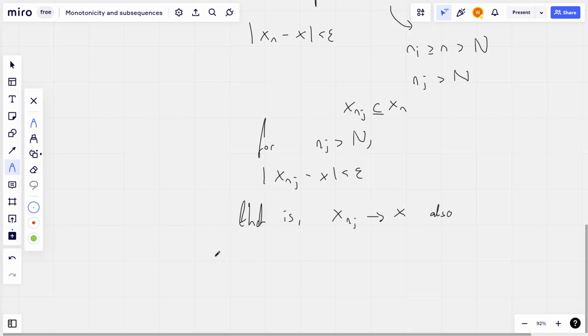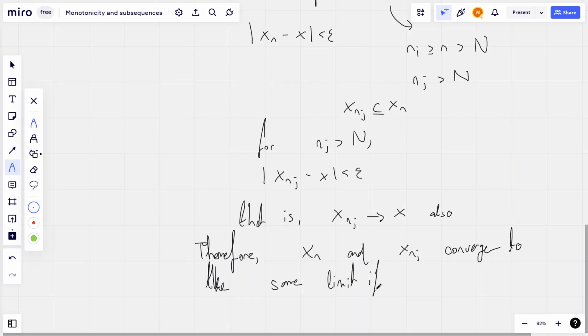Therefore, xn and xnj converge to the same limit if xn converges.